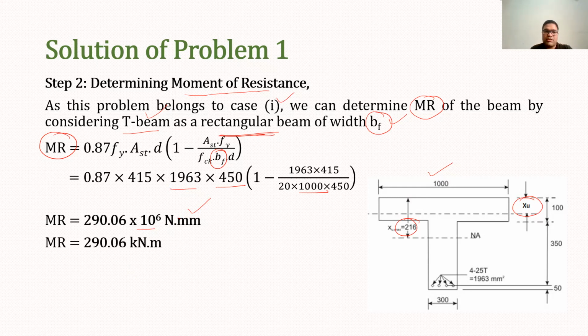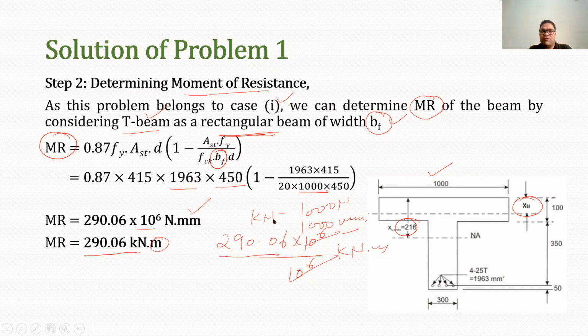As we know that kilonewton has 1000 Newton and meter has 1000 mm, ultimately we will be dividing this 290.06 into 10 raised to power 6 by 10 raised to power 6 kilonewton meter. So this will cancel out. Ultimately we convert the moment of resistance into kilonewton meter, and the value is 290.06 kilonewton meter.